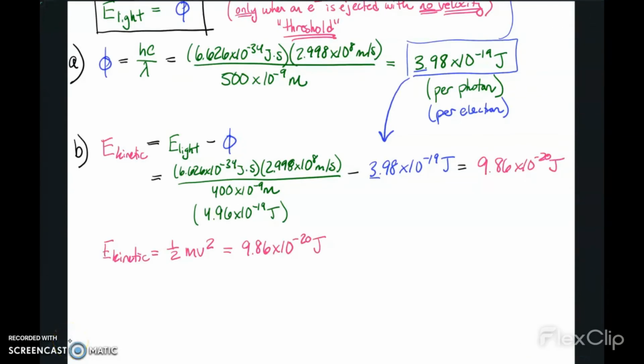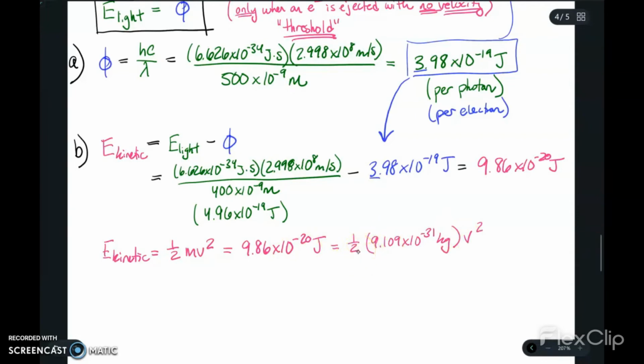Now to solve this, we're going to need the mass of the electron, which is 9.109 times 10 to the negative 31st kilograms. And we're going to have velocity remain as the unit we're trying to solve for, but we can't forget about that square, right? That's probably the biggest mistake people make whenever they use this equation: don't forget that the velocity is squared, okay? So to do the algebra on this, the first thing I'm going to do is multiply both sides of the equation by 2 to get rid of this 1/2.